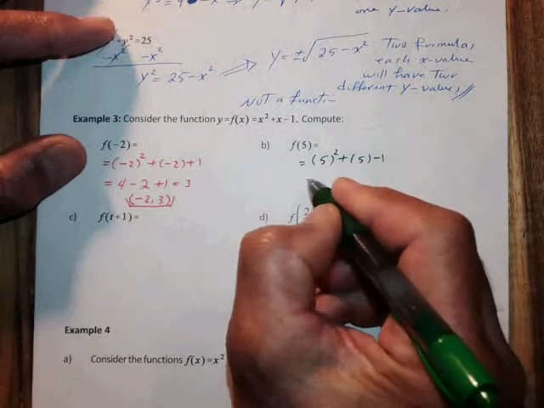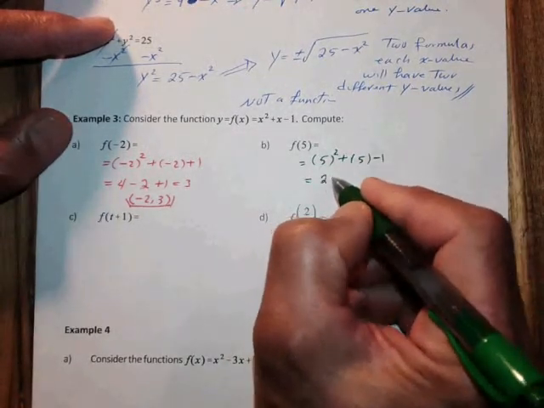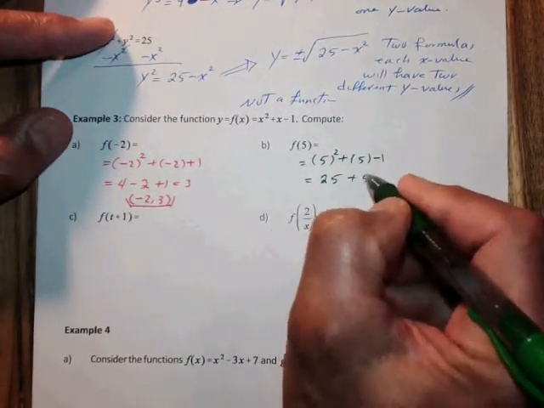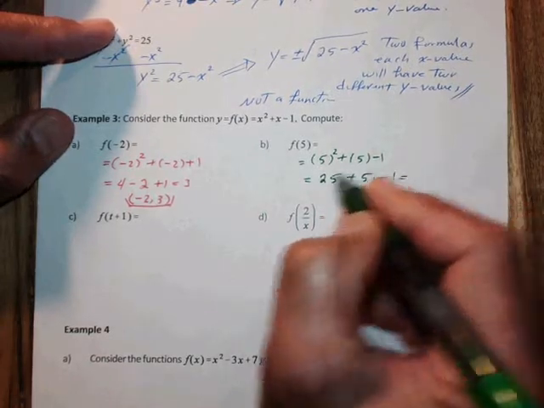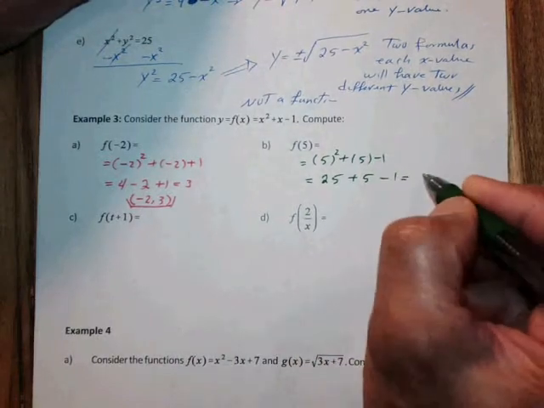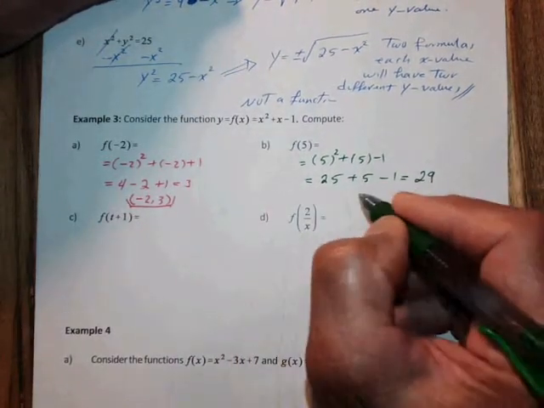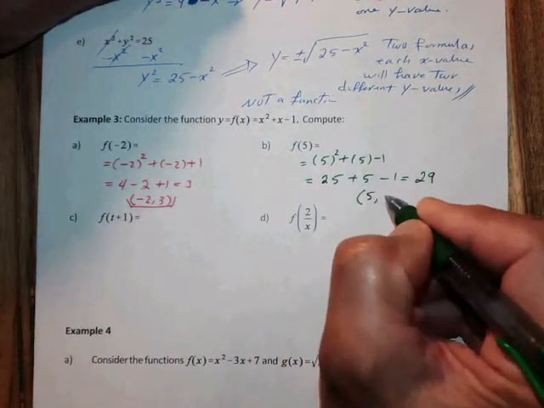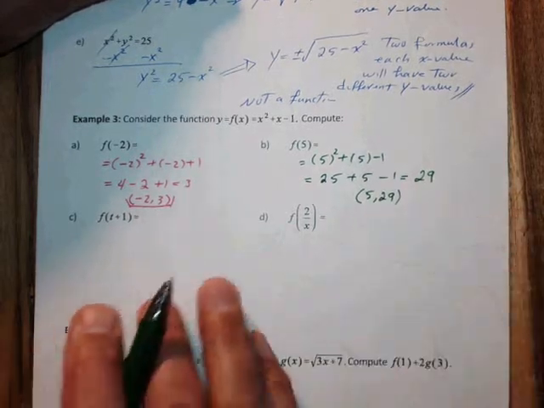So continuing this, 5 squared is 25, plus 5, minus 1. 25 plus 5 is 30, minus 1 is 29. So if the x value is 5, the y value is 29.